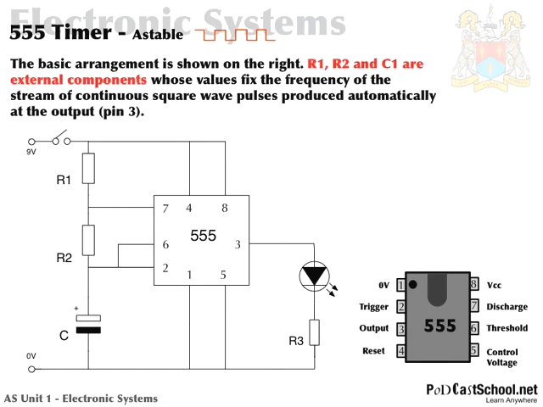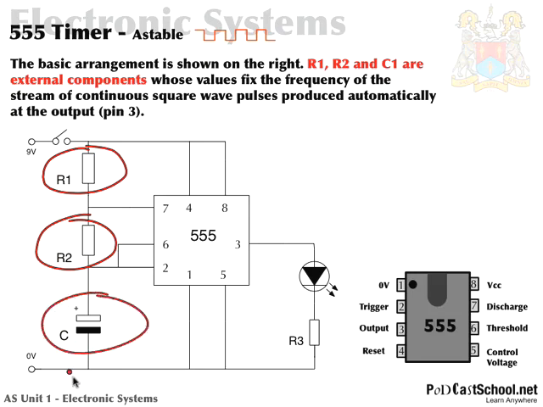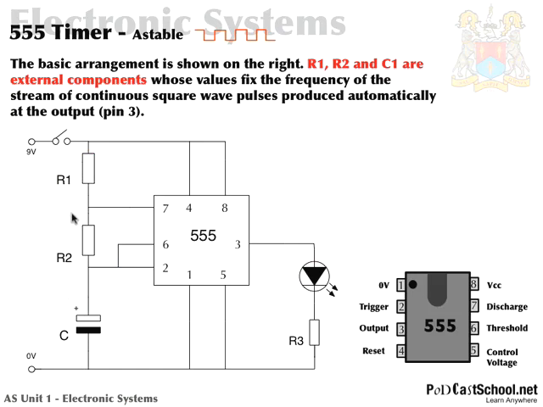So here is the basic arrangement for an astable circuit. You notice that we've got the 555 timer as before. We've got a component R1, a component R2 this time, and we've got C as before. On our output, we have our LED connected through our resistor. So again, it's external components that are changing the operation of this circuit. Notice that we have the pinout diagram here just for reference.